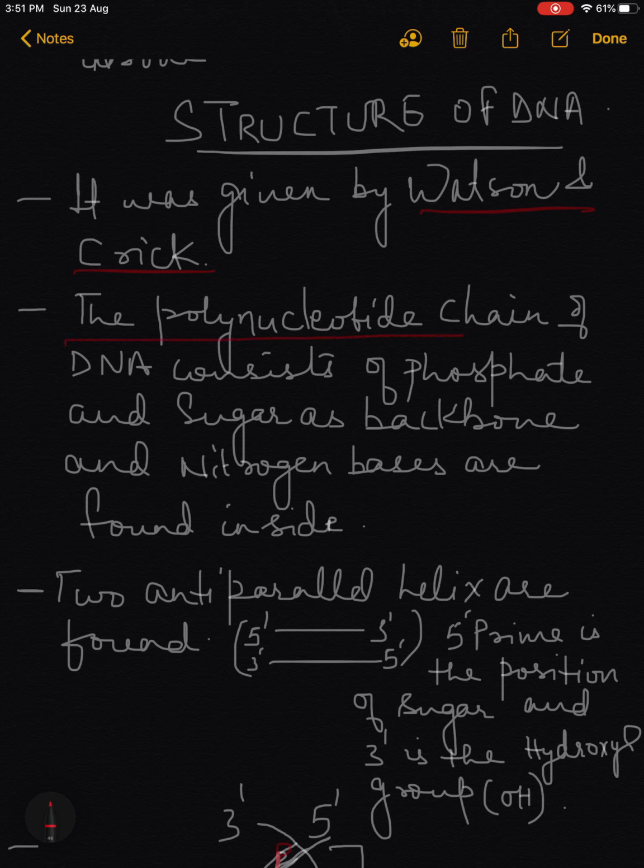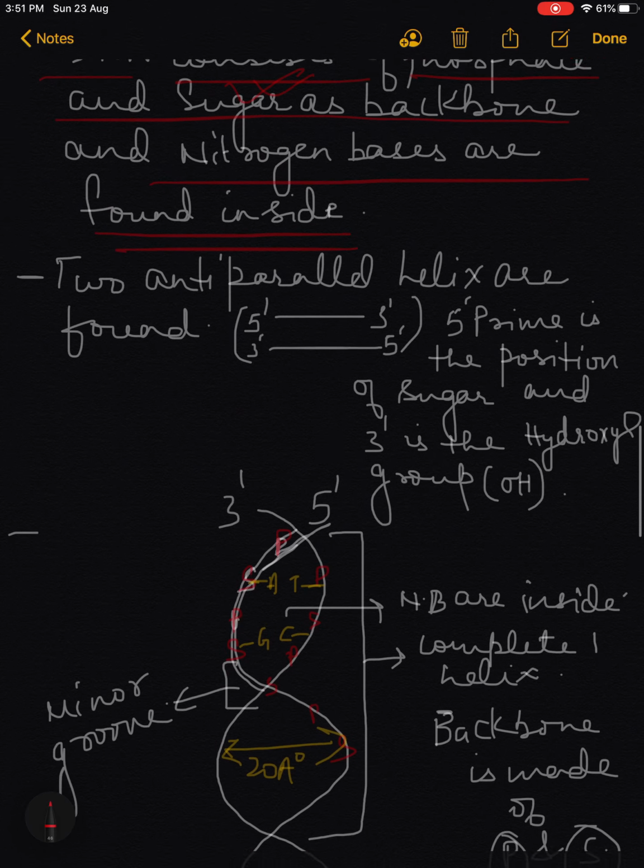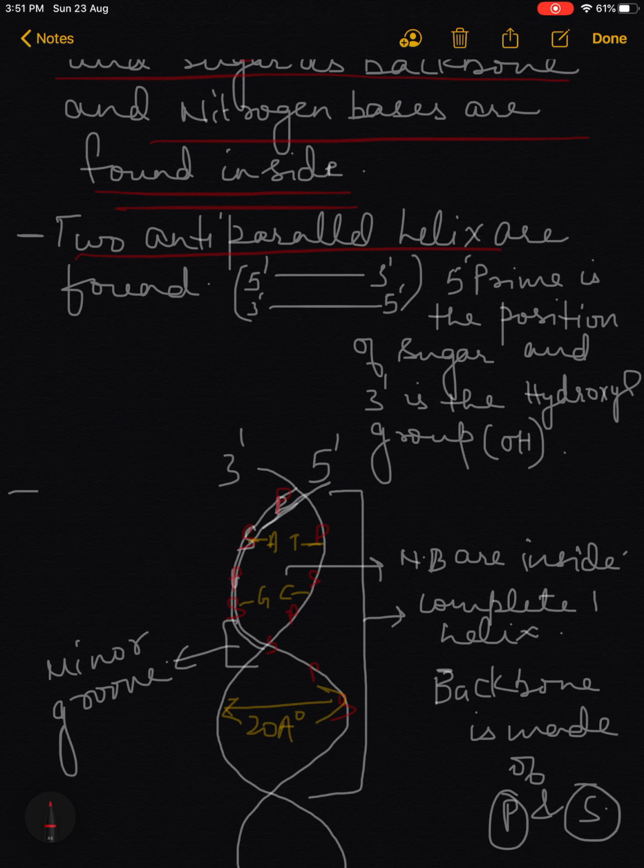The polynucleotide chain of DNA consists of phosphate and sugar as the backbone. Phosphate and sugar are considered to be the backbone, and the nitrogenous bases are found inside. Now how? Two anti-parallel helices are found, as I just told you earlier: 5 prime to 3 prime and 3 prime to 5 prime.